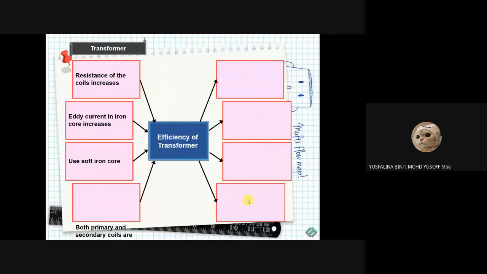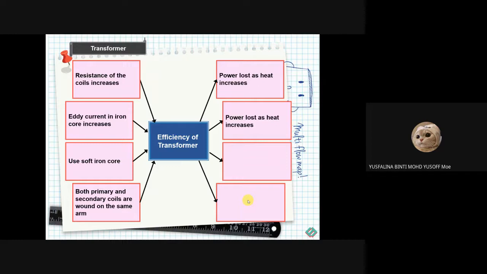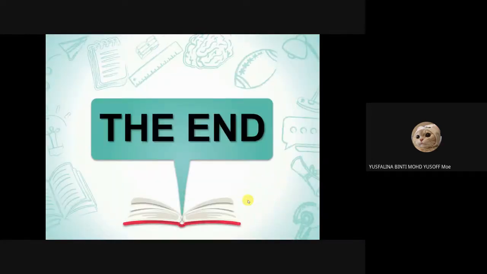Eddy current, so these are the ways to reduce it. The resistance of the coil increases, and power loss as heat increases, right? So the eddy current causes the power loss as heat to increase. We use a soft iron core because the power loss from magnetizing and demagnetizing the core increases otherwise. Both the primary coil and secondary coil are on the same arm, so the power loss due to magnetic flux leakage decreases. Okay, so that's for the transformer.